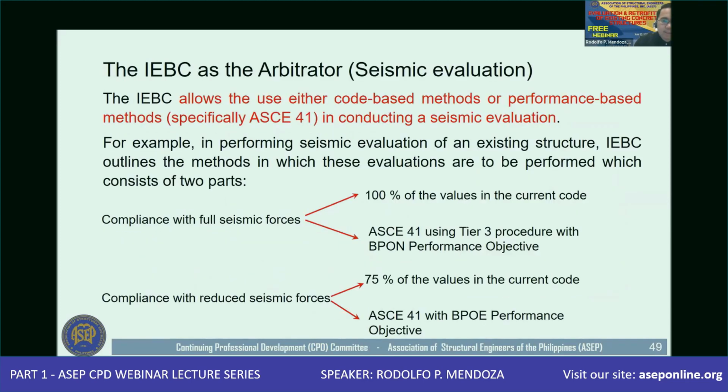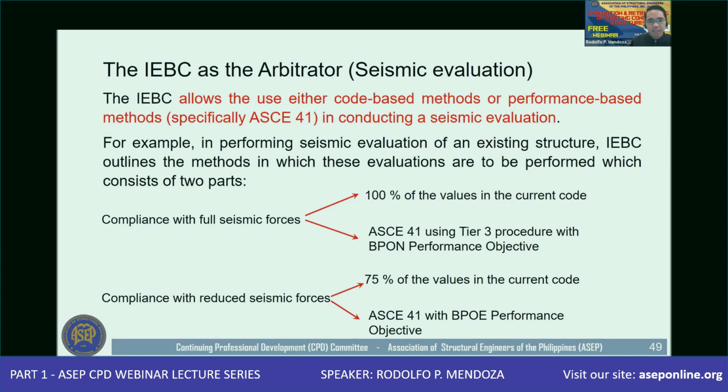So what is IEBC then? Well, we can say that IEBC can be the arbitrator between those engineers who preferred code-based assessment and those engineers who preferred performance-based assessment. Because IEBC allows you to use either code-based methods or performance-based methods in conducting a seismic evaluation. Okay, let's be clear on that.